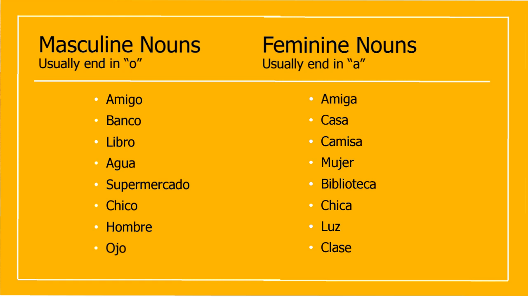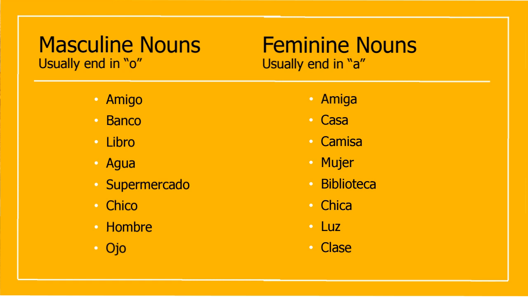On the right-hand side, here's some examples of feminine nouns in Spanish. So we have amiga, casa, camisa, mujer, biblioteca, chica, luz, and clase. Feminine nouns usually end in an A, but again, there's always going to be exceptions. As you learn new nouns in Spanish, it's really important that you pay attention to whether they are a masculine noun or a feminine noun.